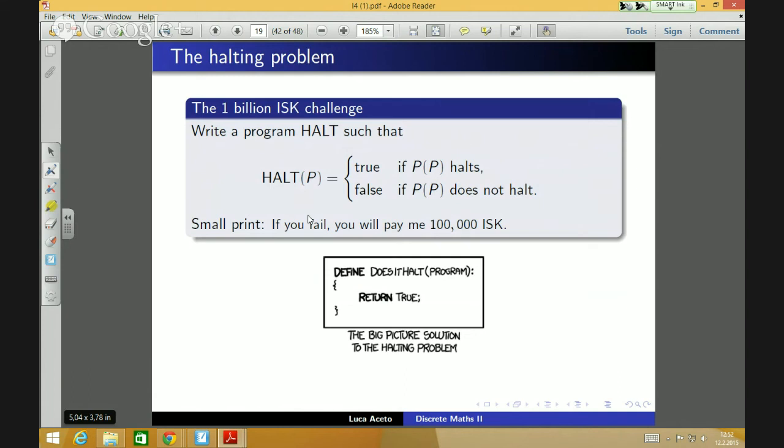Now, let me issue the $1 billion Icelandic kroner challenge. I want you to write a program, let's call it halt, which has the following behavior. Whenever you feed it with the program P, it returns true if P halts on input P, and it returns false if P does not halt on input P. That's a termination checker. Wouldn't it be nice?